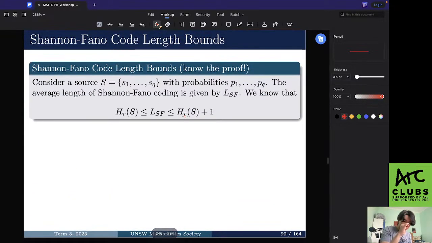And Shannon-Fano, while we said that it wasn't as good as Huffman, is actually not a bad code. The reason is that we know Shannon-Fano's average length is always less than or equal to the entropy plus 1. How do we prove this? Well, I've given a sketch because it's something that you do need to know the proof of.